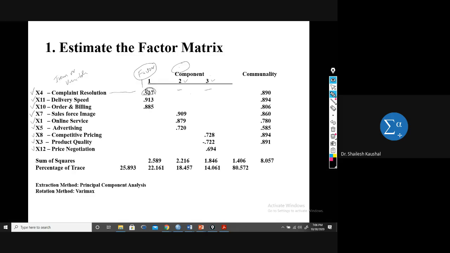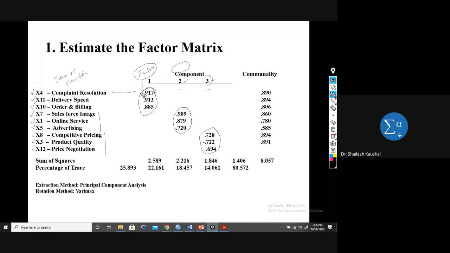When we combine these three questions, it becomes factor 1. When we combine these three questions, it becomes factor 2. When we combine these three, we frame factor 3. So what is the criterion? The criterion is clubbing the same nature.